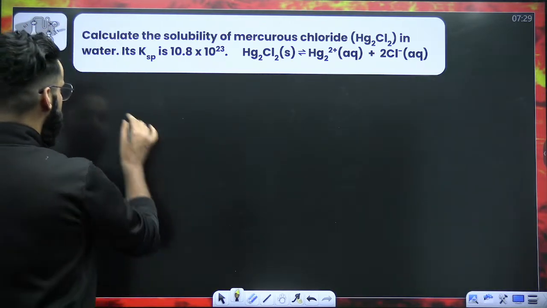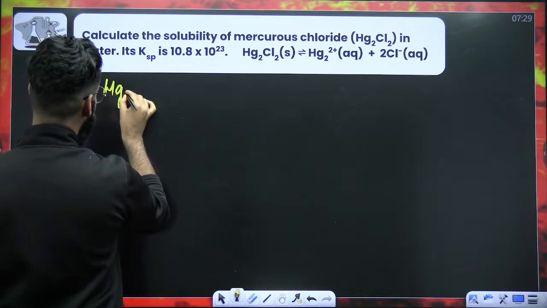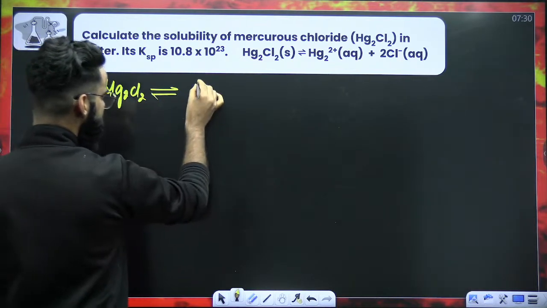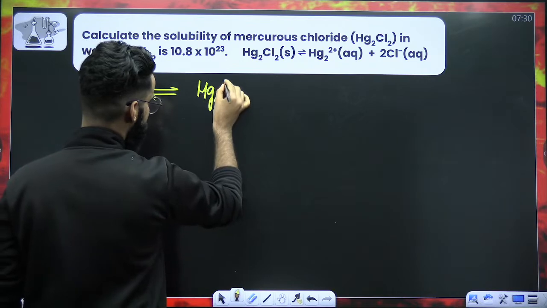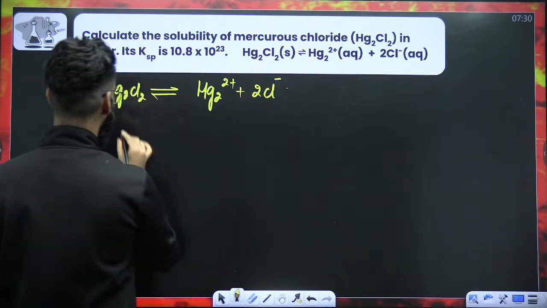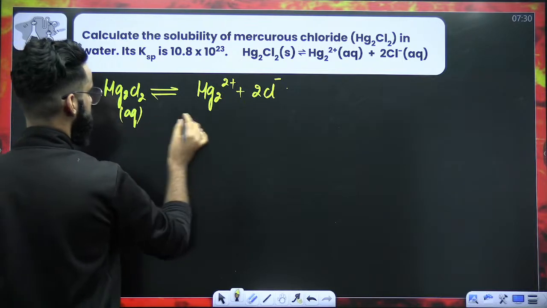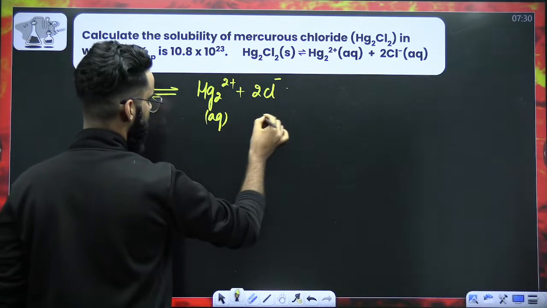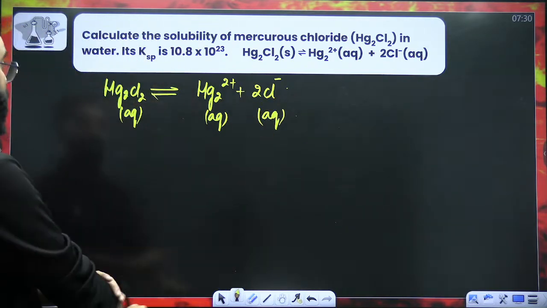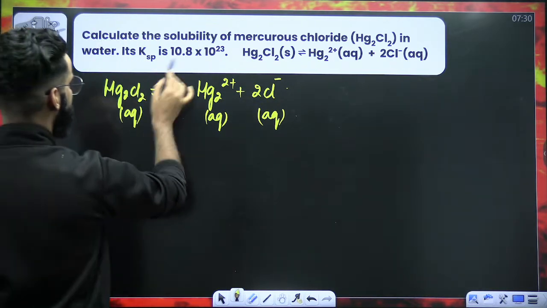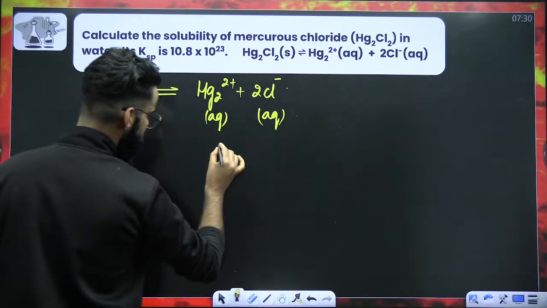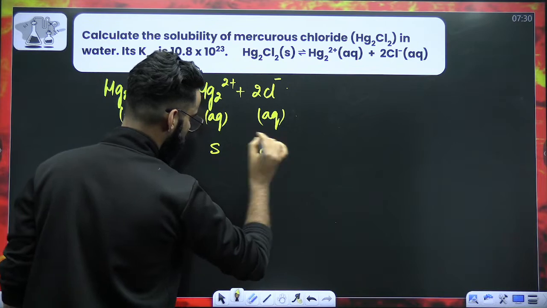My dear students, first of all, do remember Hg2Cl2, how it undergoes dissociation. It's a special case. It undergoes dissociation like this: Hg2 2+ plus 2 times Cl-. This is how it will undergo dissociation in water. As per the question, KSP of the salt is given. We have to calculate solubility. Let's assume its solubility is S. This is S. This is 2 times S.